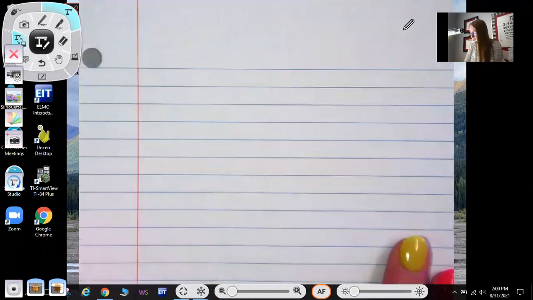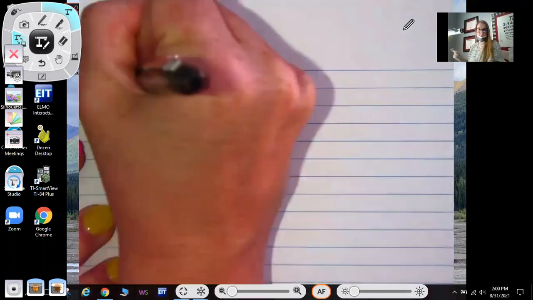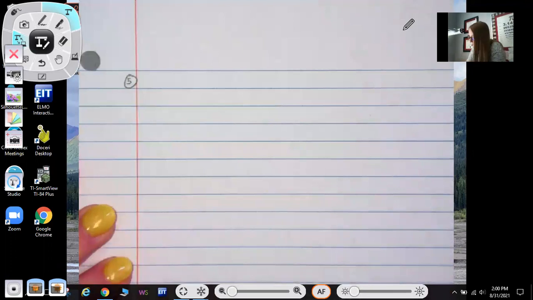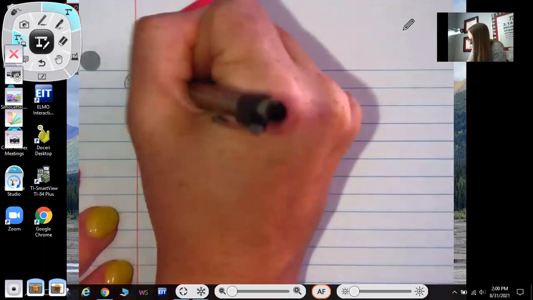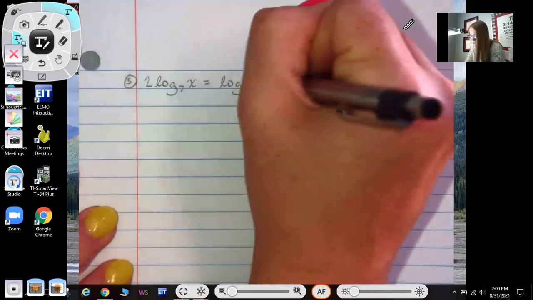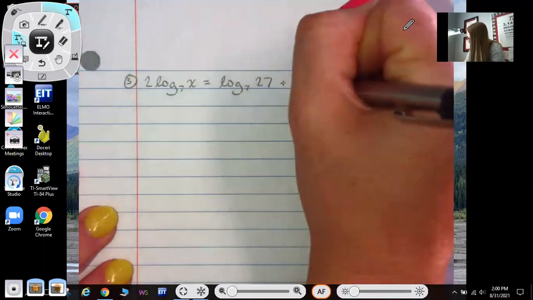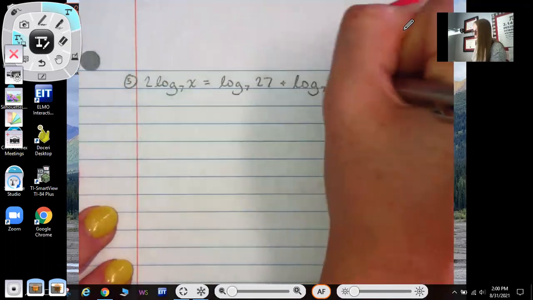Okay, this will be example 5. We've got 2 log base 7 of x equals log base 7 of 27 plus log base 7 of 3.